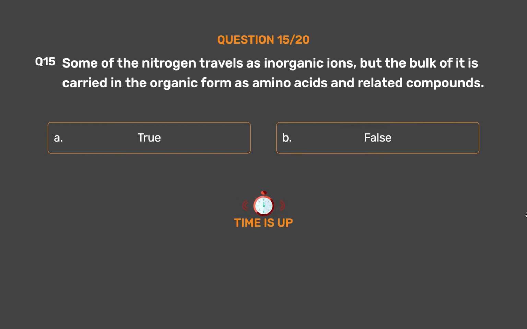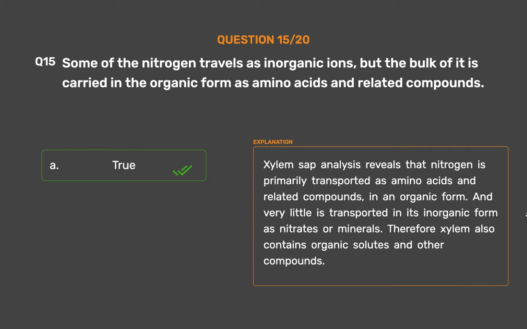The correct answer is option A. True. Xylem sap analysis reveals that nitrogen is primarily transported as amino acids and related compounds in an organic form, and very little is transported in its inorganic form as nitrates or minerals. Therefore, xylem also contains organic solutes and other compounds.